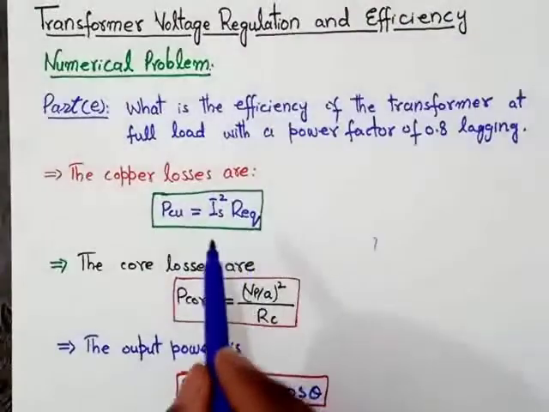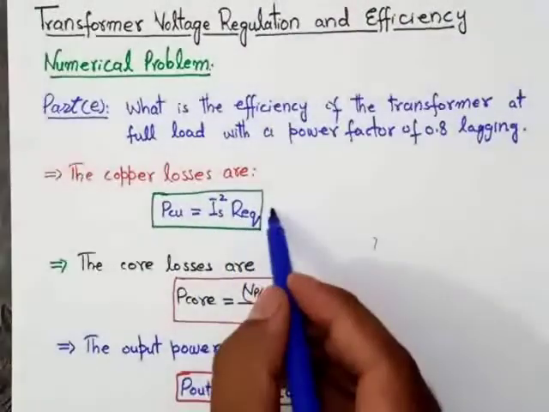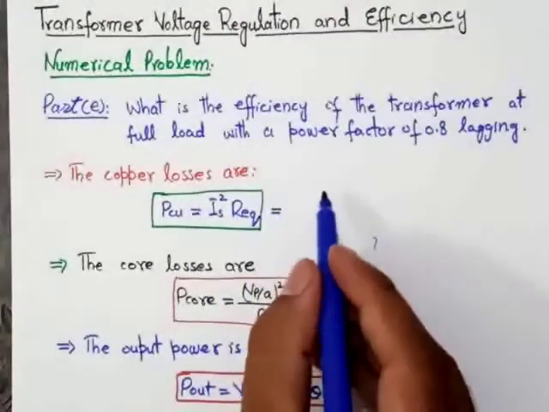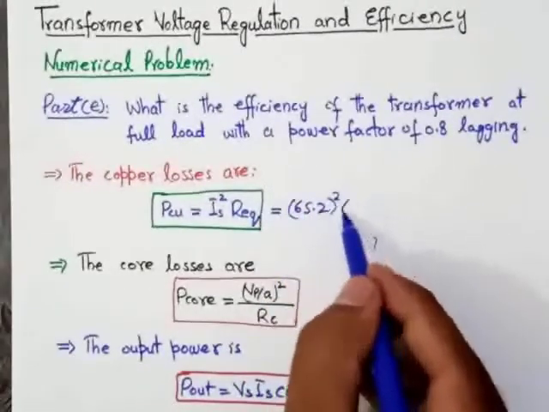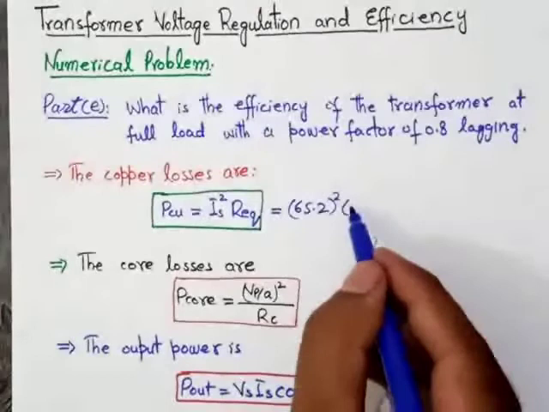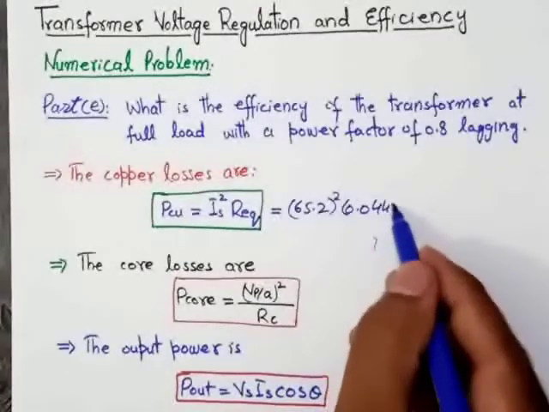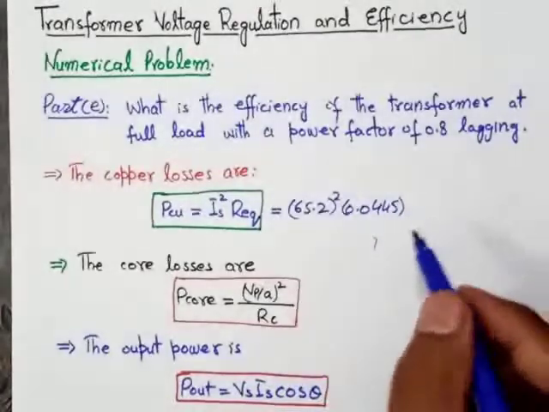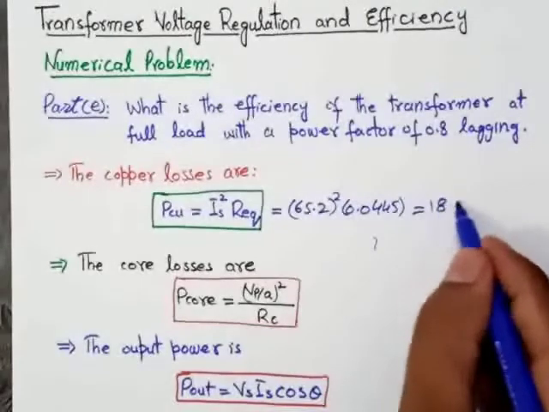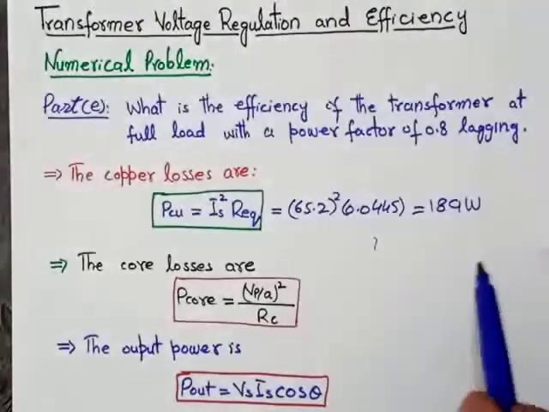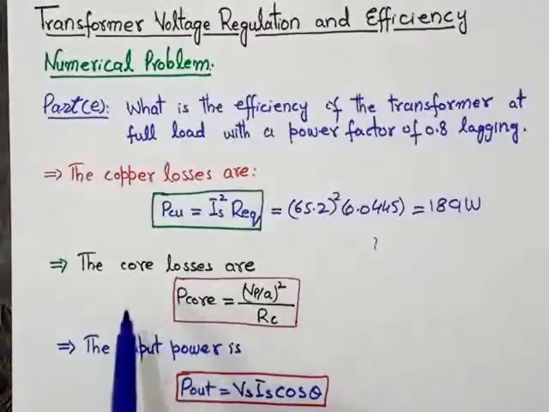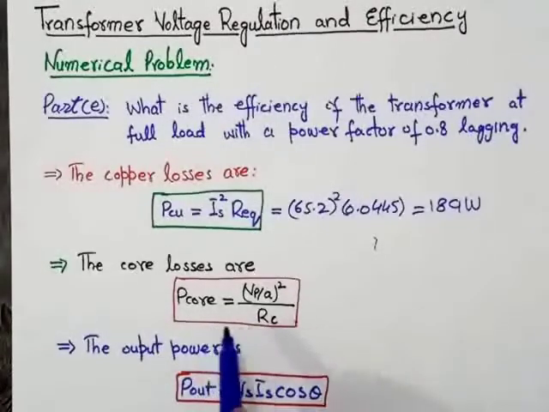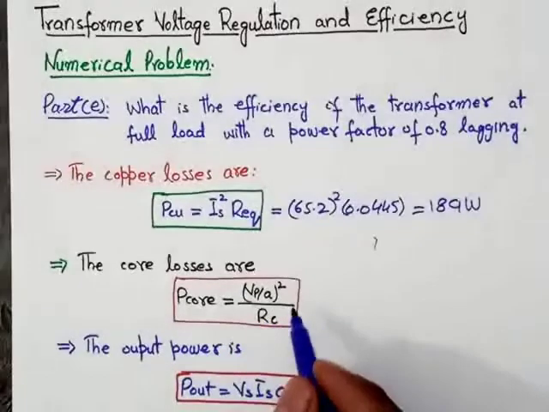Putting the values of Is and R equivalent in this equation, the value of Is is 65.2 ampere and the value of R equivalent is 0.0445. After solving this, the answer is 189 watt. So the copper losses of the given transformer are 189 watt. Now we will find the core losses of the given transformer. The formula of the core losses is Vp over A squared over Rc.